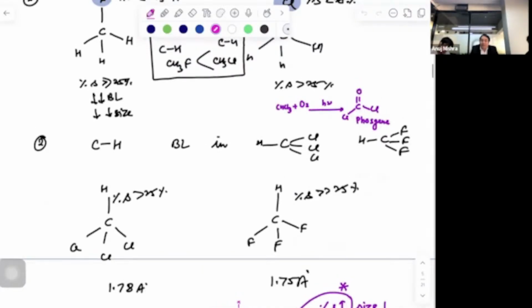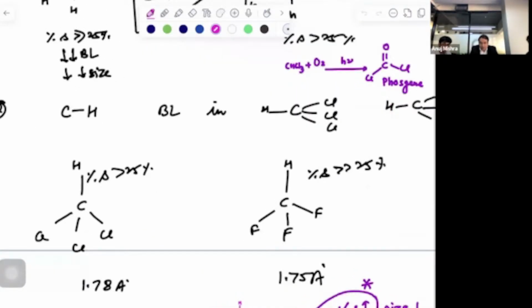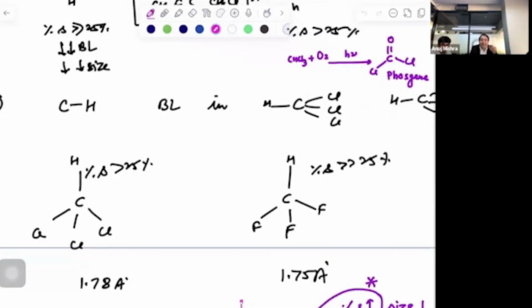CHCl3 bond length is 1.78 angstrom. You can note down like this, draw the structure. You can say percentage S is higher than 25% in CHCl3. Percentage S is much higher than 25% in CHF3. Make sense? And eventually the bond lengths come out as 1.78 and 1.75 angstrom. So we have to know these ones. Yeah, please note down this whole thing. Just for record. No need to remember it, but you can just note it down.